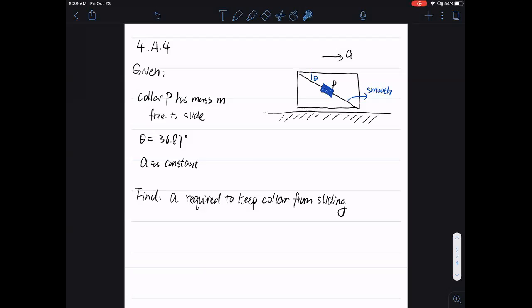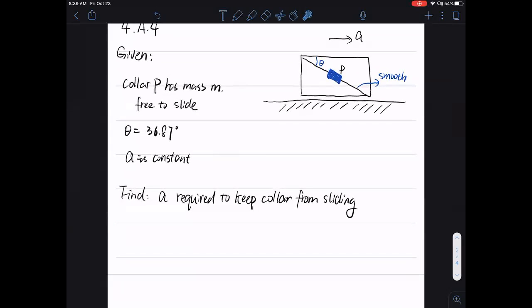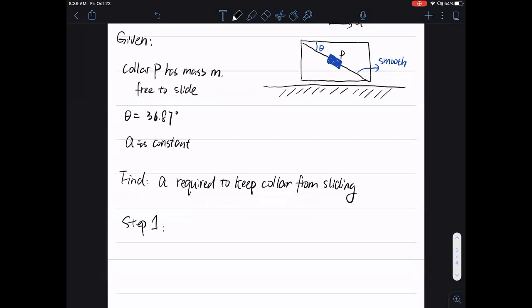Yeah, let's try to use 6 steps to set up this problem. Step 1, free body diagrams. Here, the only thing we care about is that particle P. So you only need a free body diagram for P.